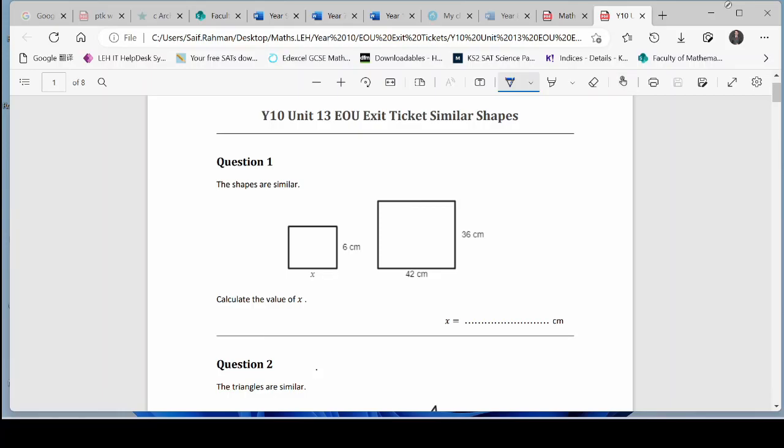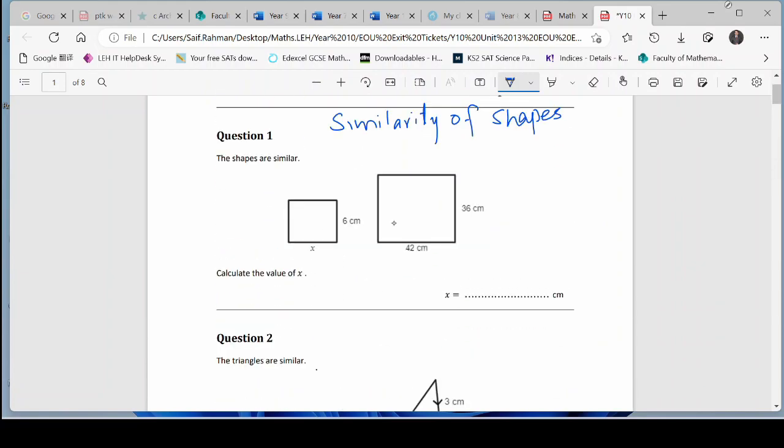Going to study about similarity of shapes. So when two shapes are similar and there is a missing length, then we can find that missing length. Or if we know the scale factor through which these two shapes are similar, we can also know the volume and area as well.